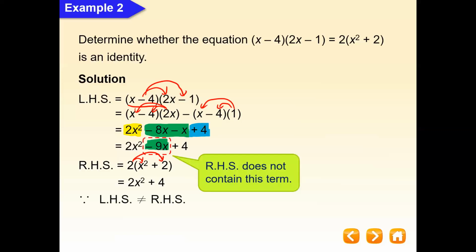We see that right-hand side does not contain the term -9x. Left-hand side and right-hand side are not all the same. Because left-hand side does not equal right-hand side, therefore (x - 4)(2x - 1) = 2(x squared + 2) is not an identity.